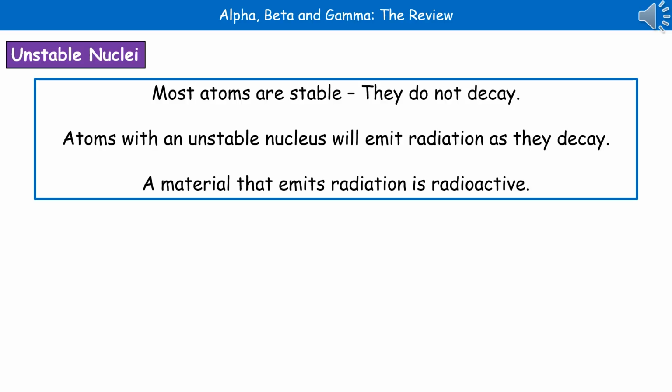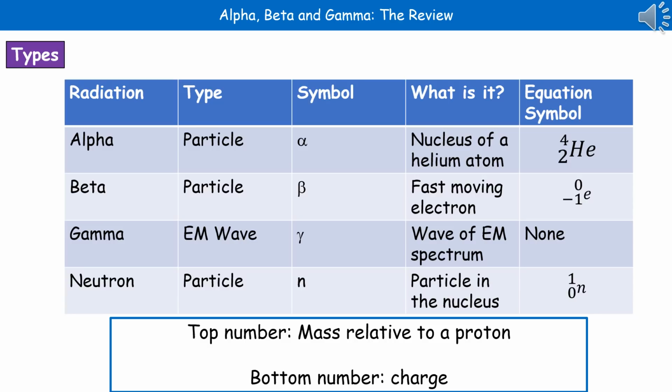Today's physics prep, what we're going to have a look at then is radiation. Now, hopefully we remember that most atoms are actually stable and therefore they don't undergo a process of decay. If we've got an atom that has an unstable nucleus, then they will undergo this process of decay and emit radiation as they do so. So any material that emits radiation is a radioactive material.